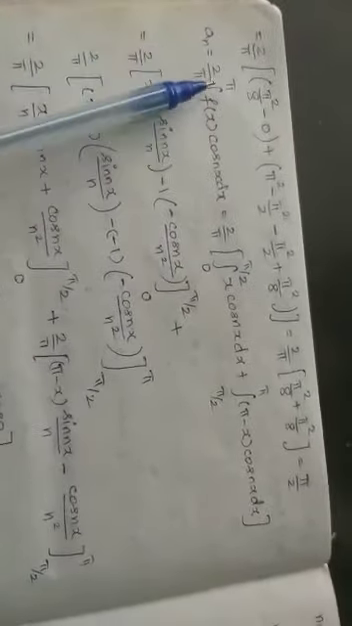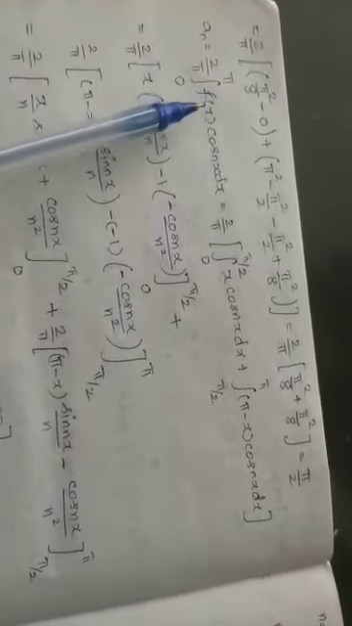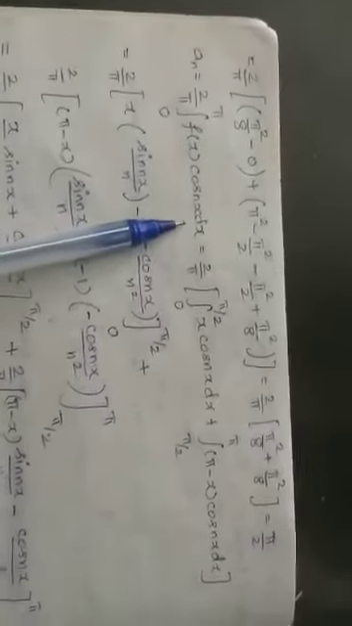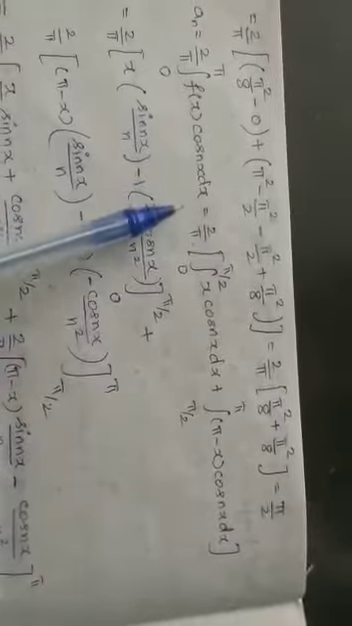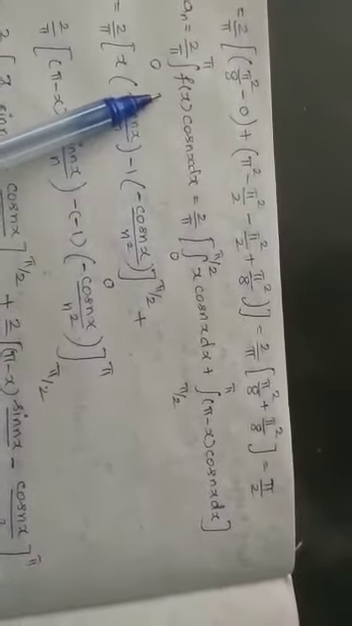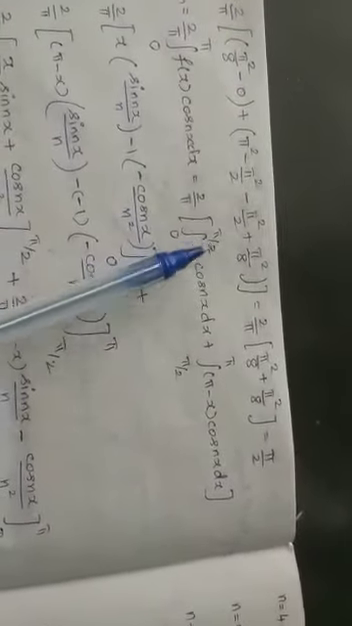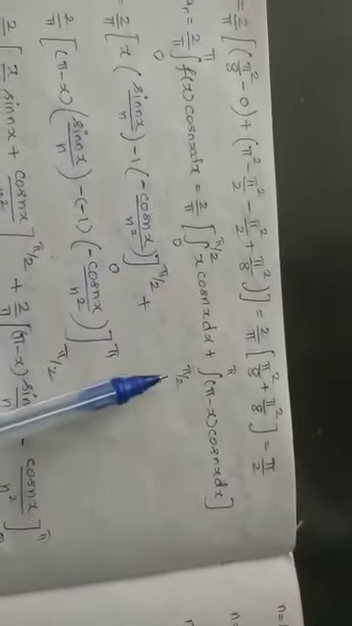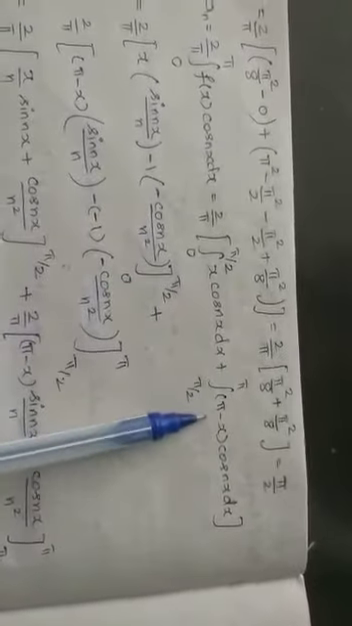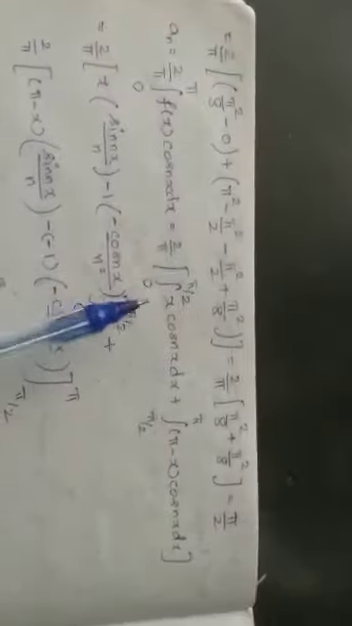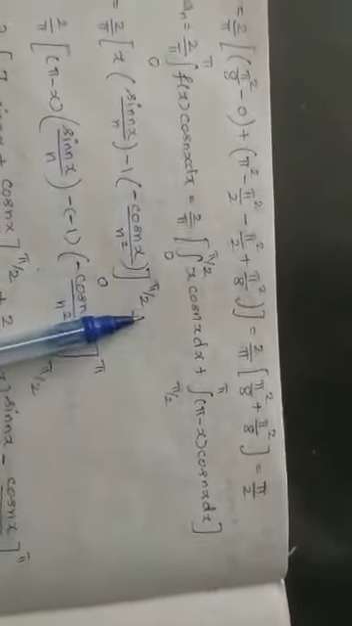Next, an. The formula for an is 2 by pi integral 0 to pi f of x into cos nx dx. So once again, in 0 to pi by 2, f of x is x, and in pi by 2 to pi, f of x is pi minus x. So I have written it as two integrals.